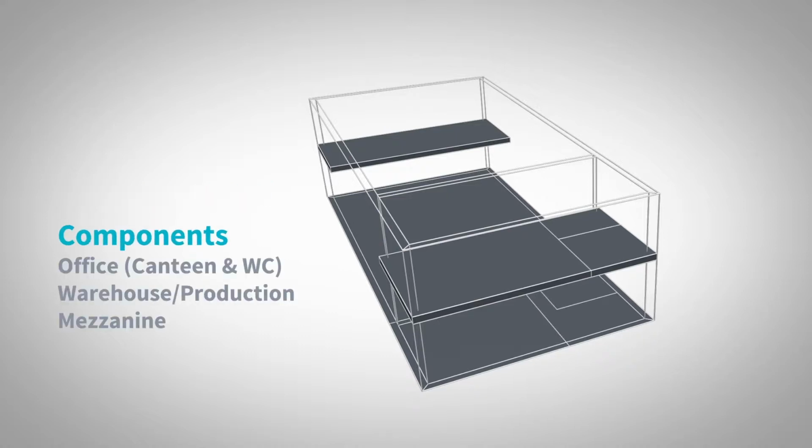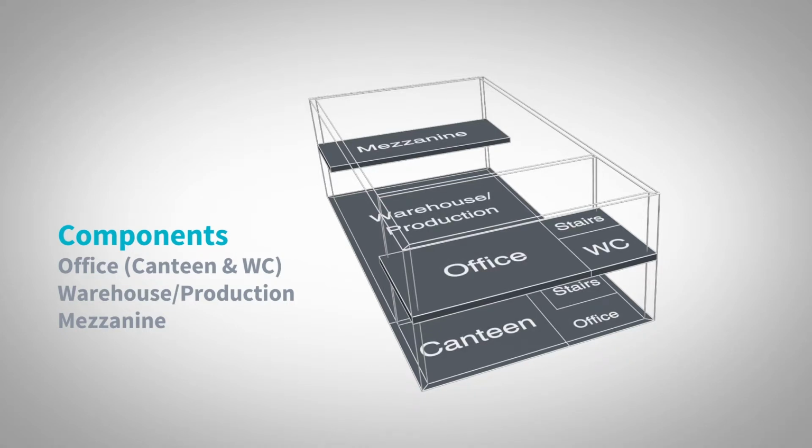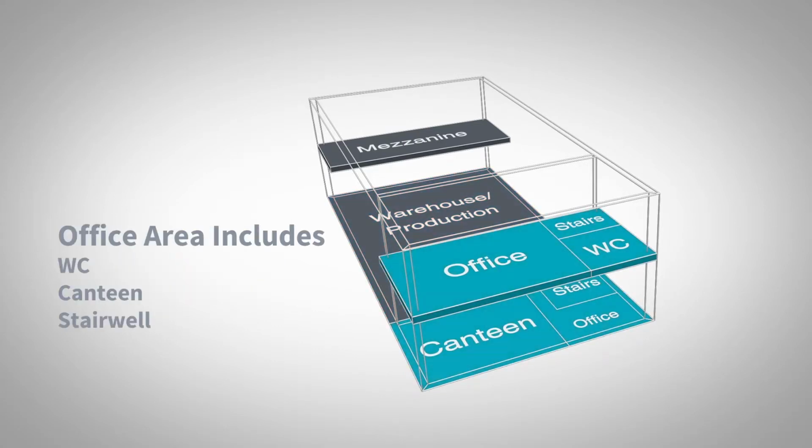Where a building has more than one component area, the gross external area measurement is divided up so we have separate measurements for each component. We record the office area separate to the storage or production area. In this example, the office area includes a WC, canteen, and stairwell. All areas within the office block are measured and recorded as part of the office component.